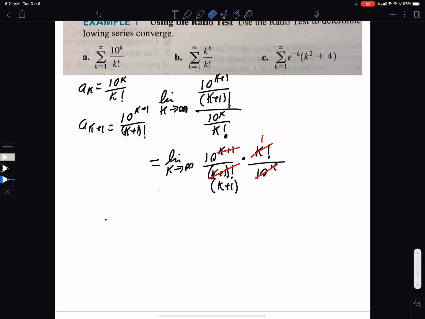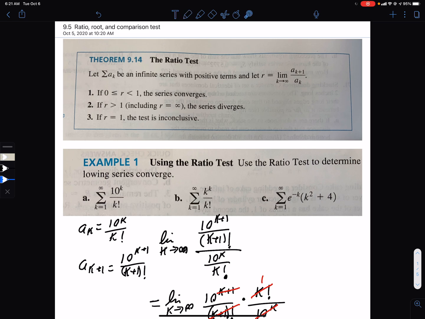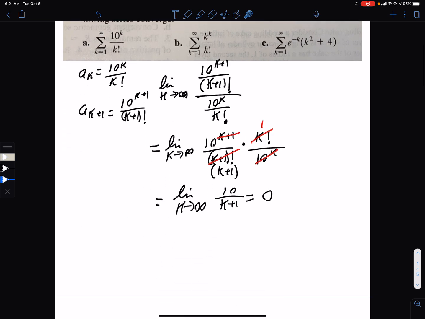So now on the next line, on top I have a 10 left over, on the bottom a k plus 1, and that limit equals 0. And if you look, that means it's convergent, because if the number is less than 1, it is convergent. So our conclusion, therefore: the series 10 to the k over k factorial converges.